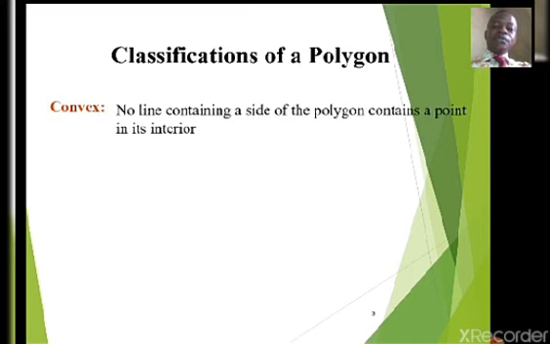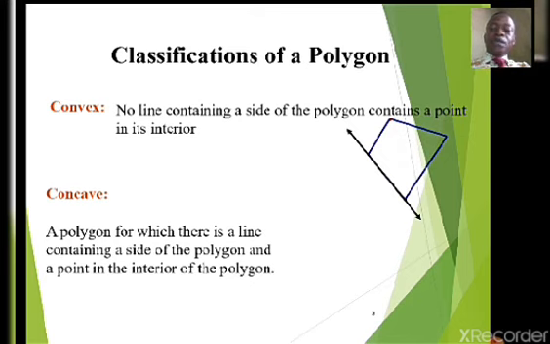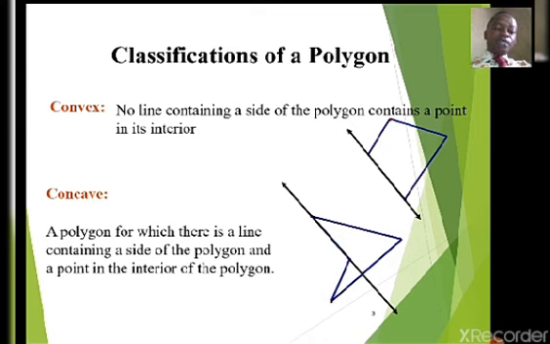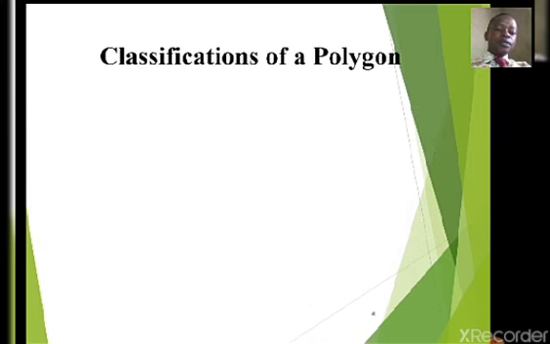Polygons can be convex, that is, no line containing a side of the polygon contains a point in its interior. Then we can see an example of a convex polygon. Then we have concave, a polygon for which there is a line containing a side of the polygon and a point in the interior of the polygon. Then we can see the diagram telling us much more on the definition of a concave polygon.